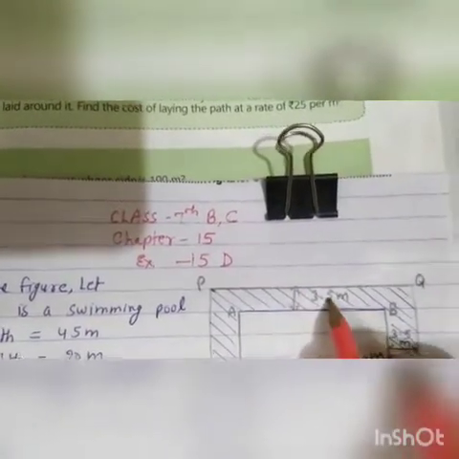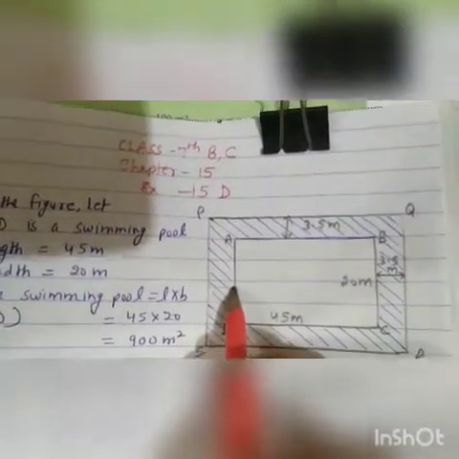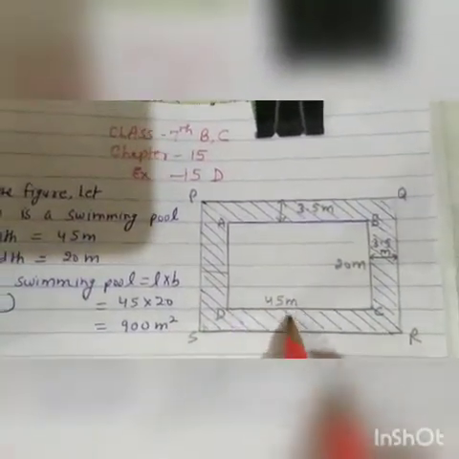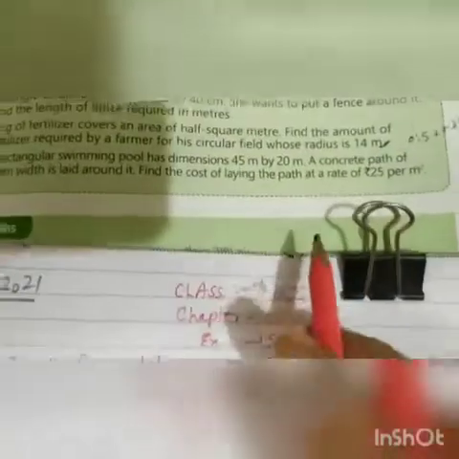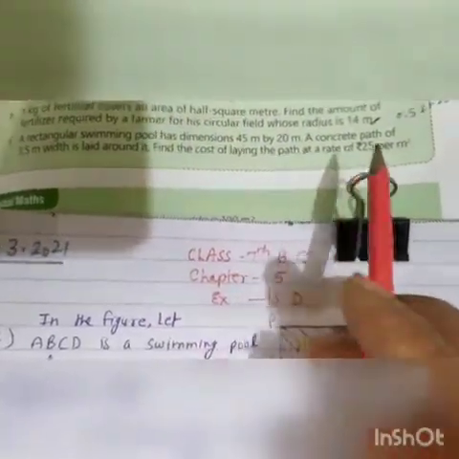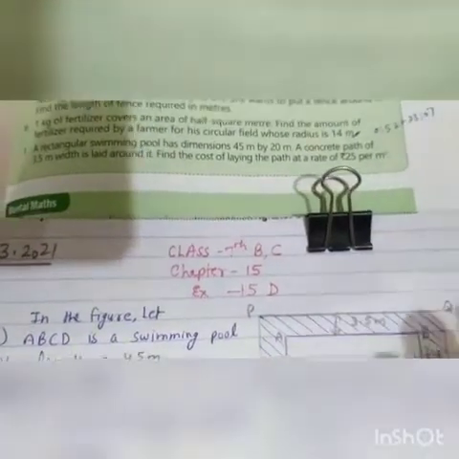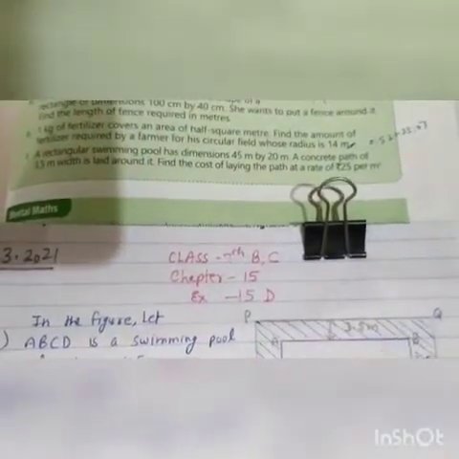This width is 3.5 meter. This one is 3.5 meter. This one also 3.5 meter. This one also 3.5 meter. And we have to find the cost of laying the path at a rate of rupees 25 per meter square. So students, first we need the area of this path.